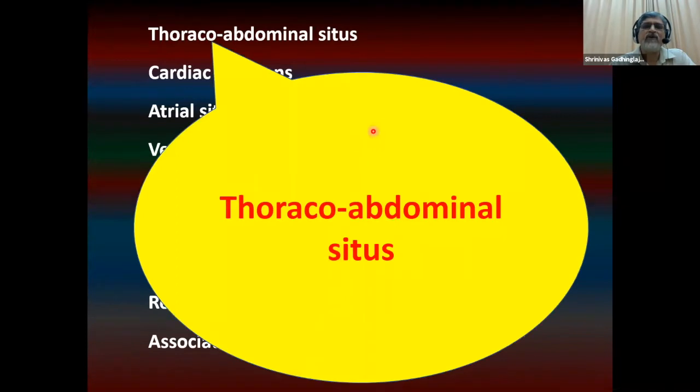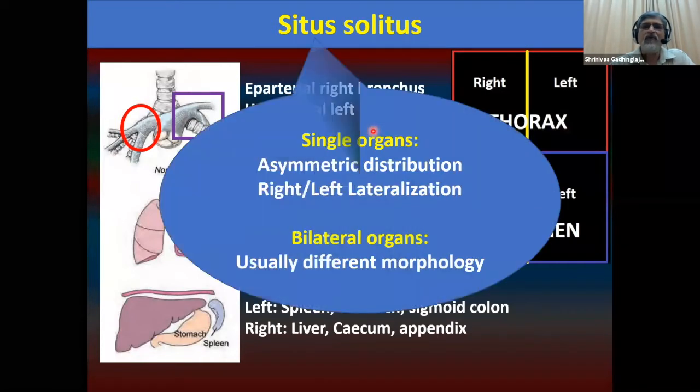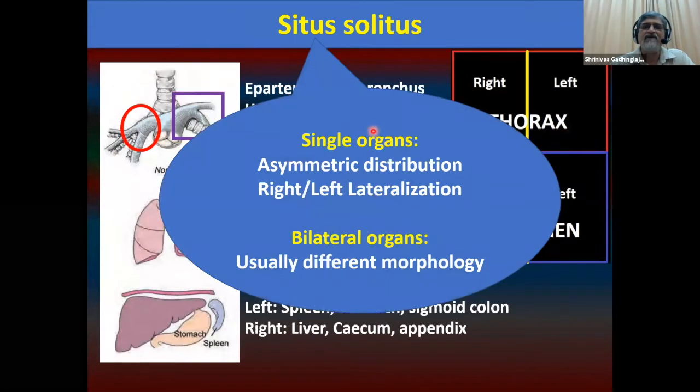The first one is the thoraco-abdominal situs. Thoraco-abdominal situs means the normal position of the thoracic and abdominal organs. Most of the organs in the body have a particular position. The single organs are asymmetric in distribution and they are distributed either to the right side or to the left side, while the bilateral organs usually have different morphology.